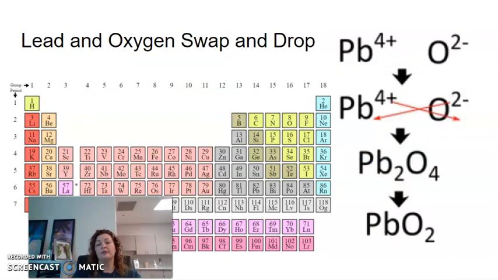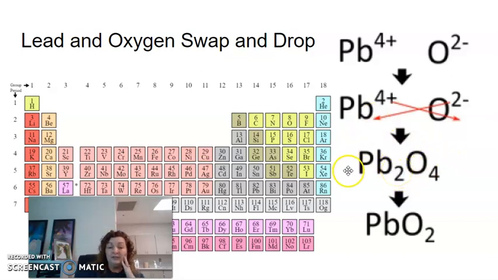So let's try the examples on your paper. The first one is lead and oxygen. So go ahead and write lead, which is Pb, and Pb is right here. You can see it's in group 14. So go ahead and write the oxidation number 4 plus, and then the same thing with oxygen. The oxidation number is 2 negative. Swap it and drop it. So that 4 comes down to oxygen and goes down to the subscript level. The 2 from oxygen swaps to lead and goes down to the subscript level.